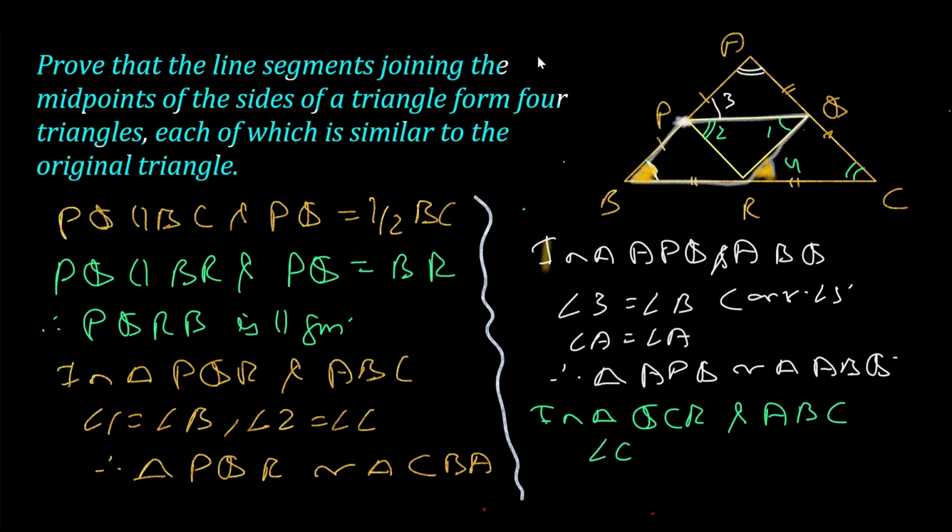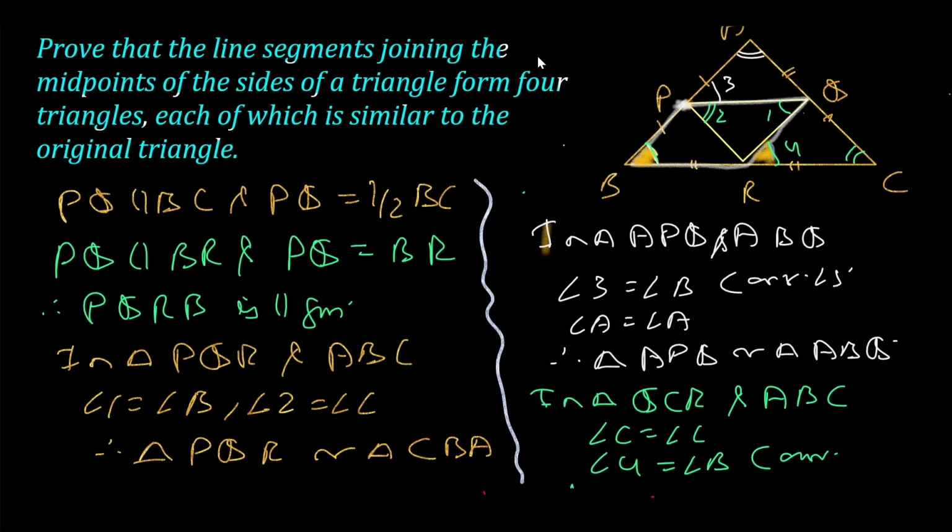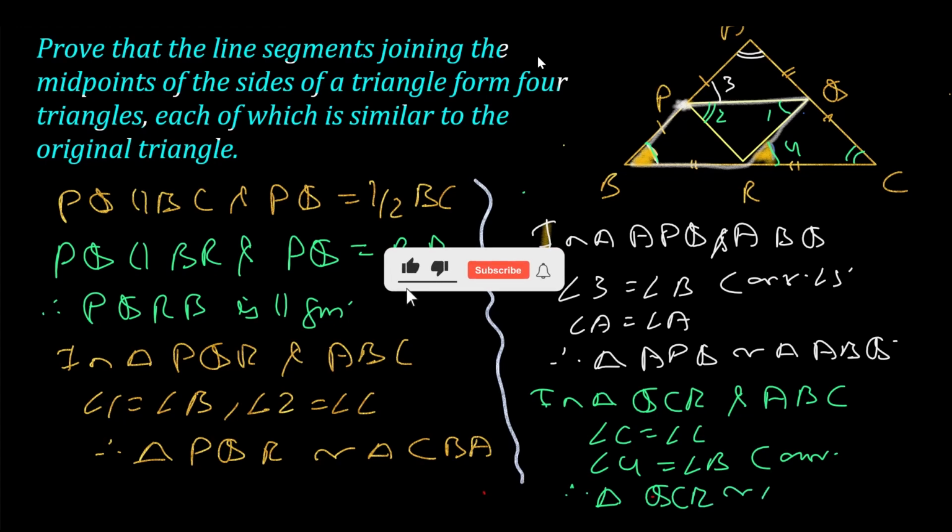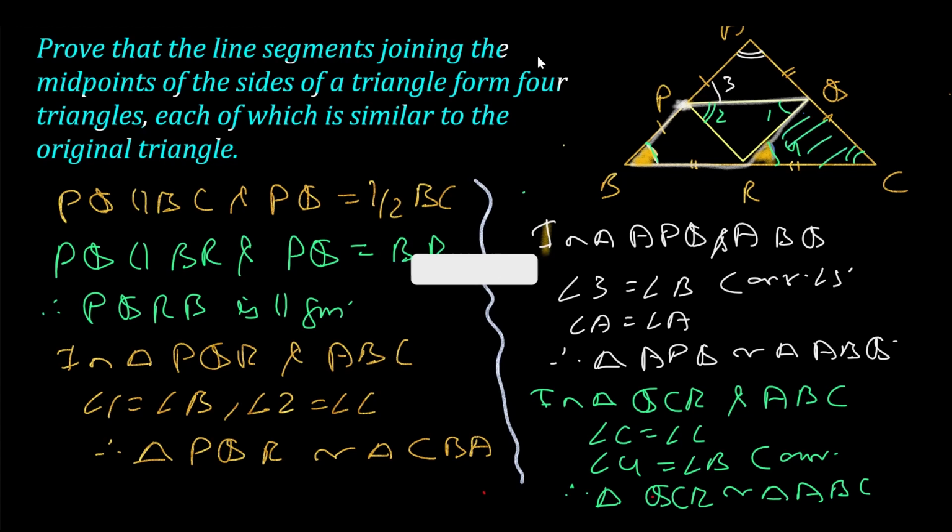So over here you can see angle C is equal to angle C, common, and angle 4 is equal to angle B. That's by corresponding angles. So therefore these two triangles also become similar. That is, triangle QCR is similar to triangle ABC. Now for the rest you can write similarly. We are left with this triangle, right? This triangle is also similar to the other. So that's how we prove this question.